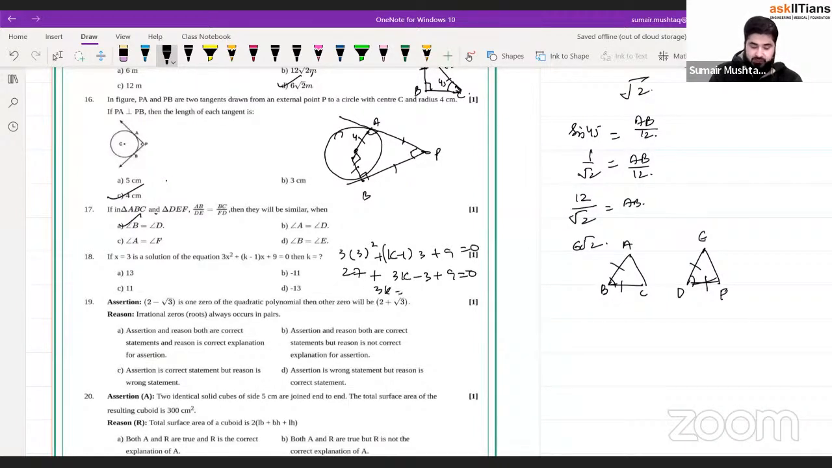So 3k will be equal to 27 plus this, that is 36. 36 minus 3, that is 33. Okay, but that is negative 33. So k will be equal to negative 33 divided by 3, that is equal to negative 11. Okay, fine.